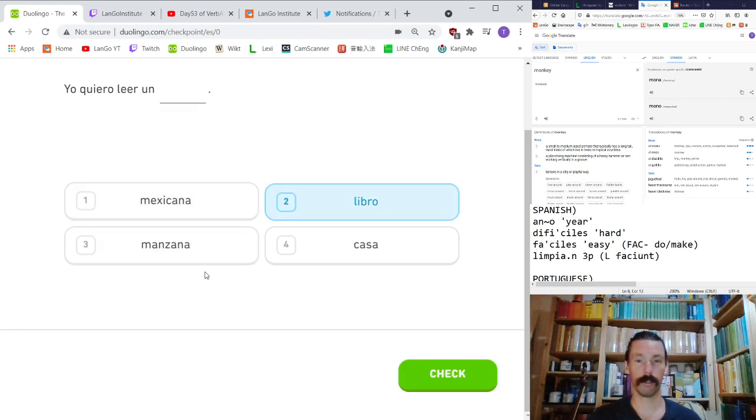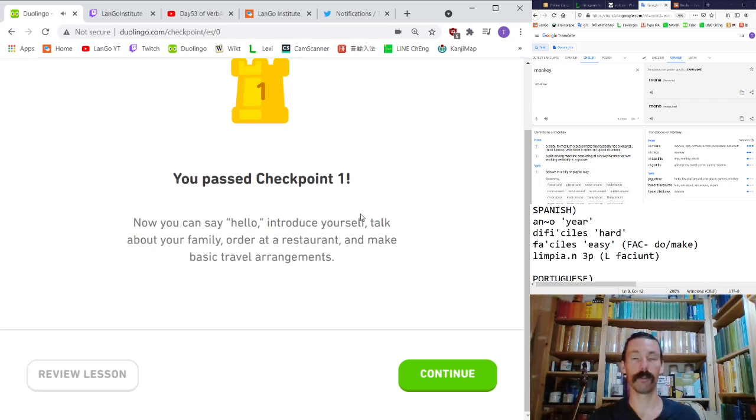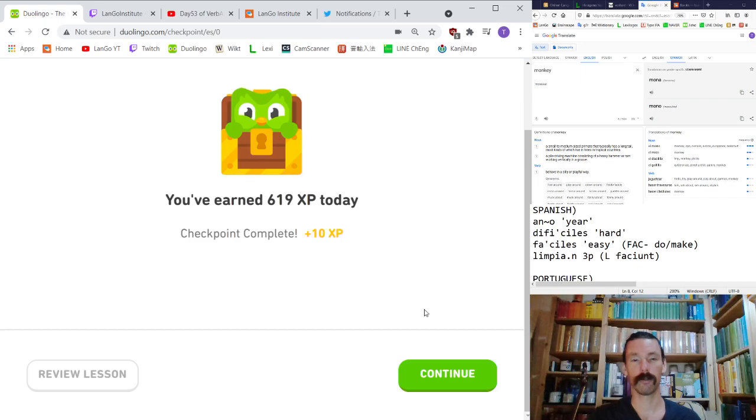Yo quiero leer un masculine noun. Libro works. The others are all feminine. Un tells me that it's in a phrase with a masculine one. Its form un rather than una is a reaction to that fact.